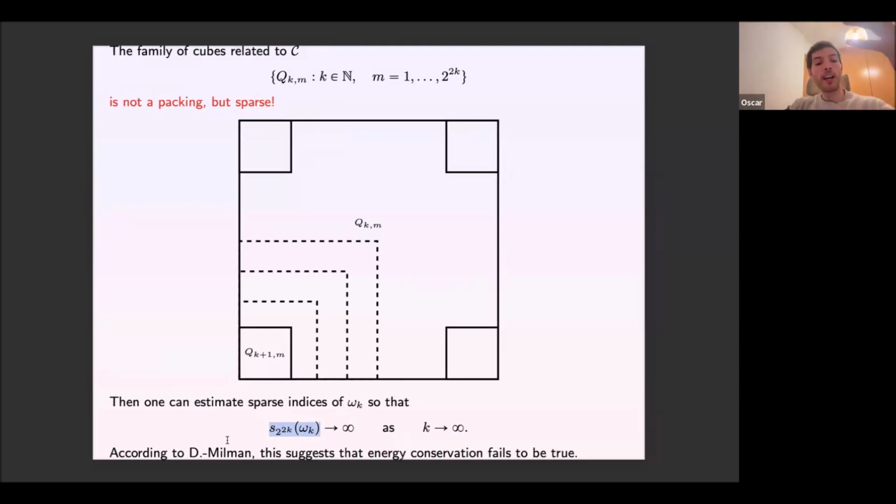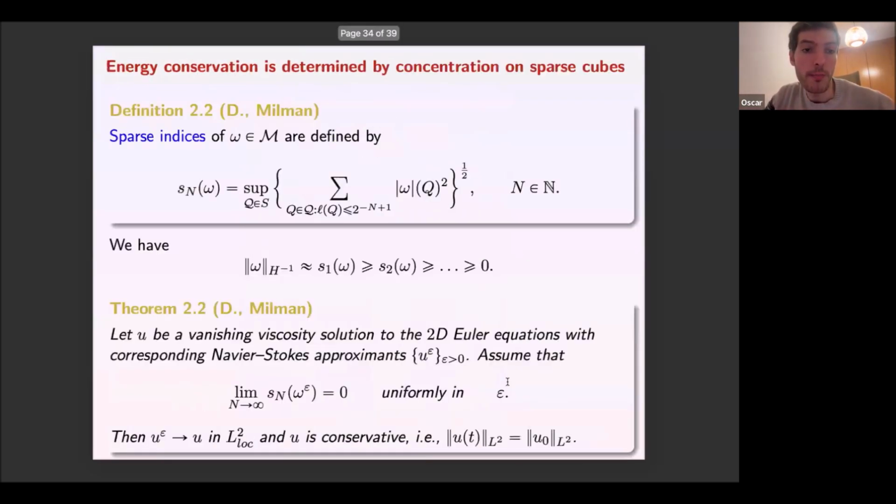And then one can rely on my joint project with Milman to claim that the energy conservation fails to be true, because in order to get energy conservation, one needs that this quantity goes to zero as k goes to infinity. So this is not the case, and then one can use some ideas in my paper with Milman in order to get that the energy conservation fails to be true, and then finish the proof.